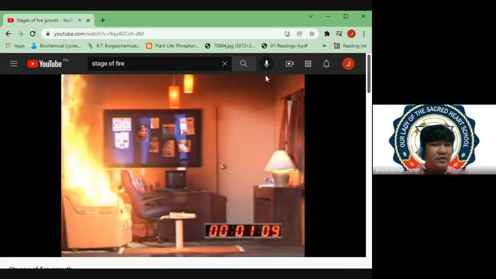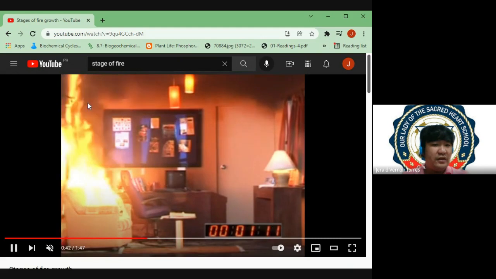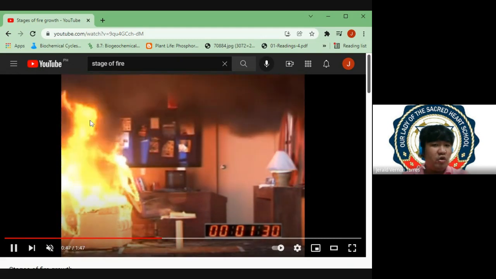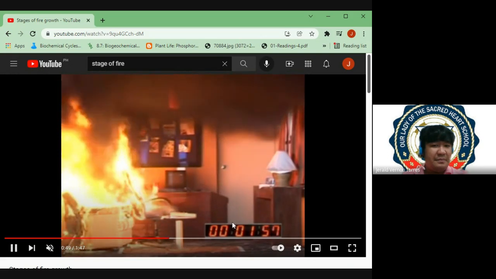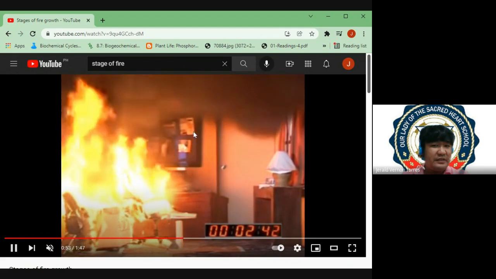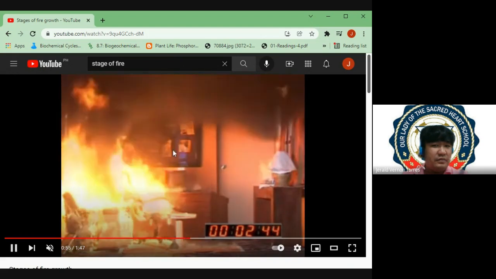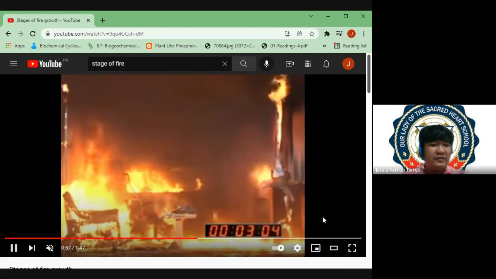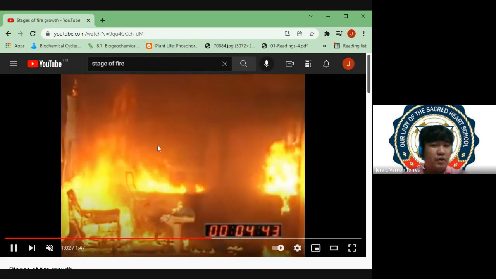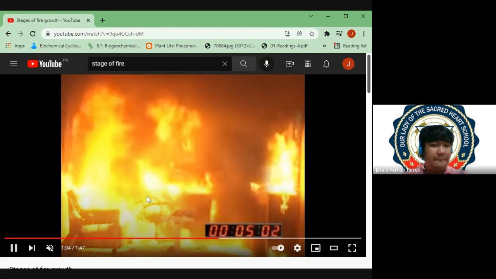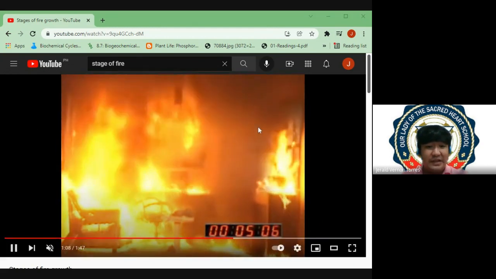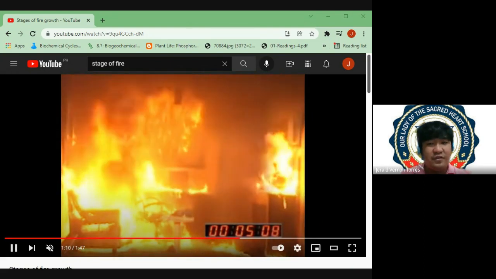Kasi nakikita niyo na yung upper smoke layer. Ayan, no? May upper smoke layer na siya. Ayan, growth pa rin yan. Wala pang flashover. Hindi ko pa nakikita yung flashover. Hindi pa nag-i-ignite eh. Ito, fully developed, wala ka nang nakikitang smoke. Ayan, no? There's no smoke na at this point. Although may smoke, but you cannot see it. So meaning fully developed siya at that point.